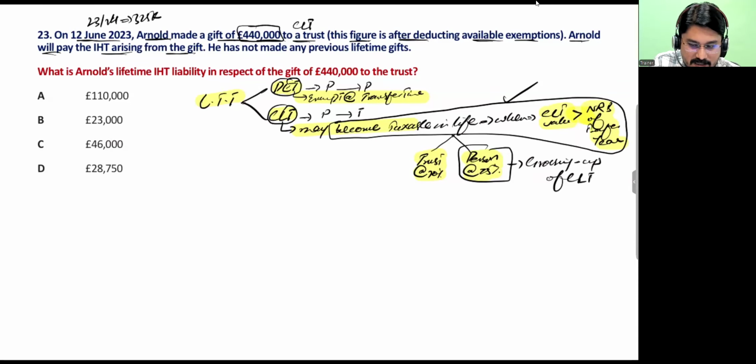This statement is linking from here. The person would be paying the tax, which means the grossing up concept is applicable. He has not made any previous lifetime gifts. Okay, fine. So let's talk about the CLT value.